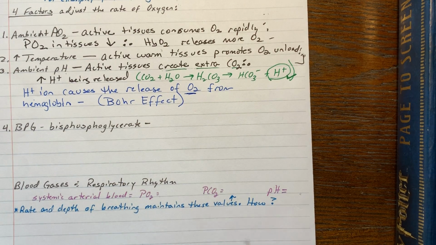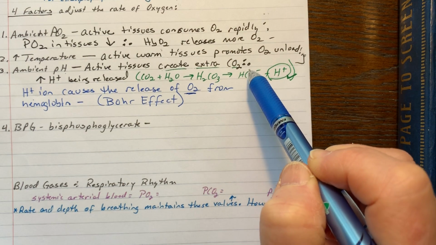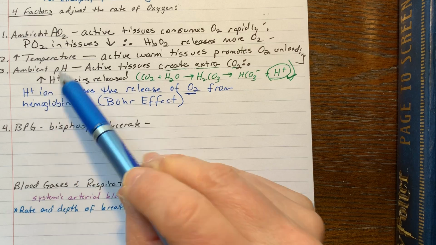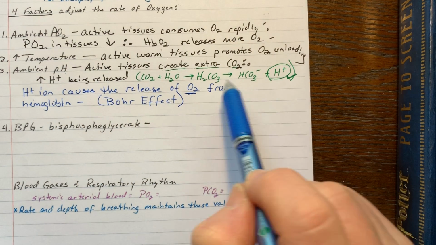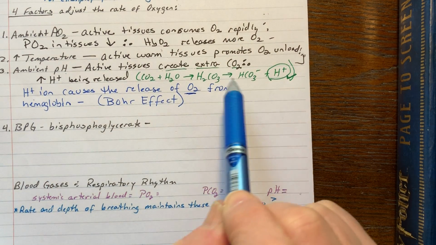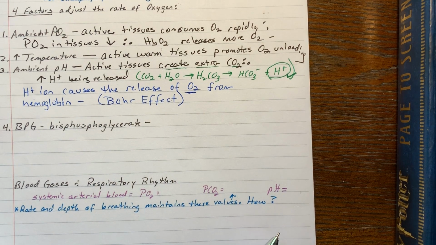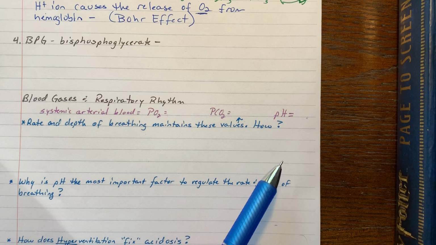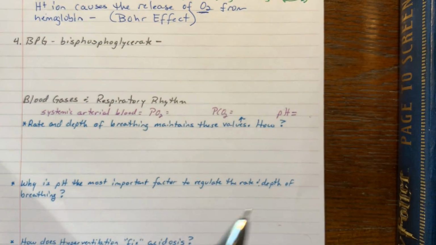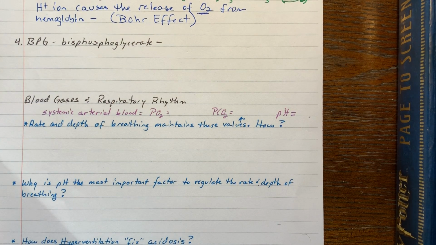Okay? So active tissues create extra carbon dioxide, and you get a lot of hydrogens because of this reaction. That's a good thing because they're going to be used to help release the oxygen from the hemoglobin. Another factor is bisphosphoglycerate.